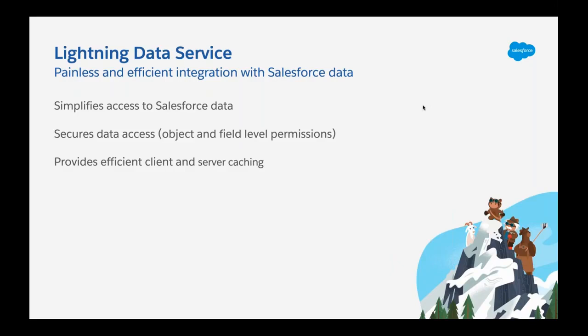One of the last things Lightning Data Service does is that it provides efficient client and server caching. Caching can be quite complex, and what the service does is take care of applying server caching, but also client caching with local storage. This is done in a totally transparent way so that you don't have to worry about learning how to deal with that.